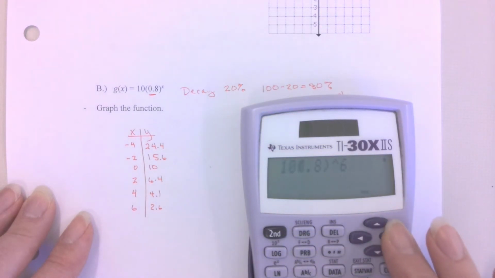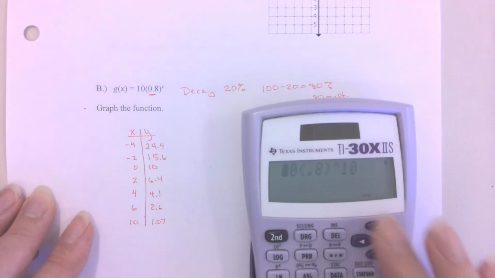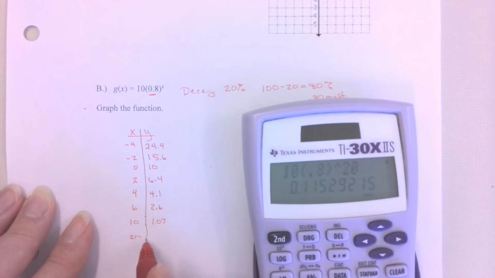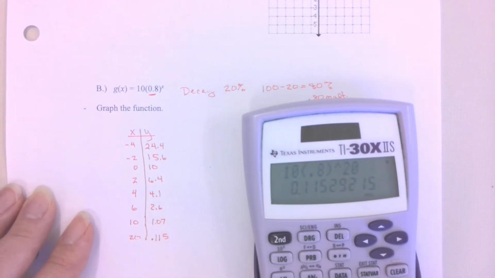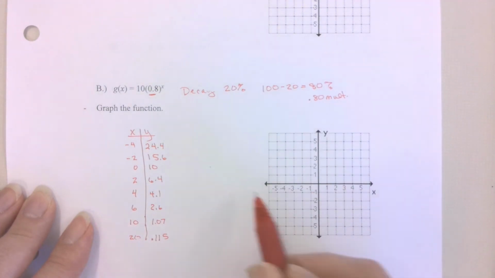And just to see where it really goes, let's put in a higher number like 10. Okay, I'm starting to get closer and closer to 0. If I really jump to 20, you can see if I put 20 in, again, I'm getting closer and closer to 0. All right, so that gives me a good idea of what my graph is doing. So I'm going to go ahead and sketch a quick graph.